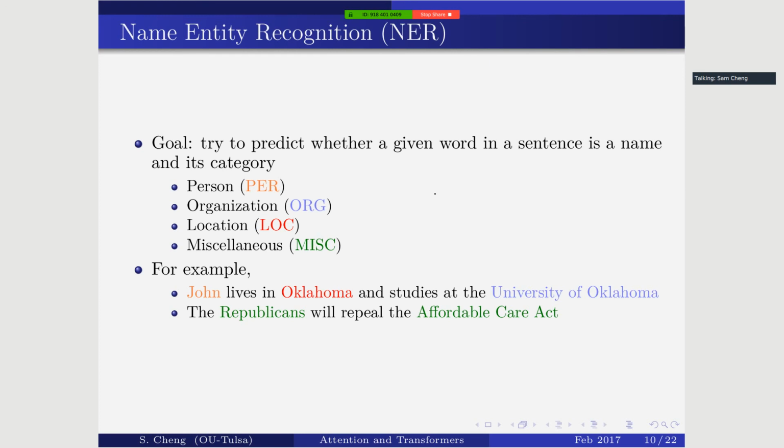Another task, which people sometimes consider extrinsic, but probably shouldn't be considered a downstream task, is named entity recognition. It's just like, given a sentence, you try to identify the category of each word. For example, John lives in Oklahoma and studies at OU. So you try to identify John as a person, Oklahoma as a location, and OU as an organization, something like that.